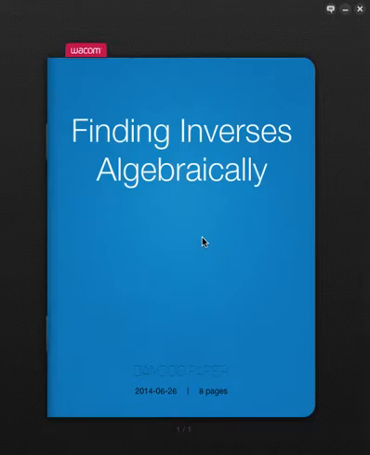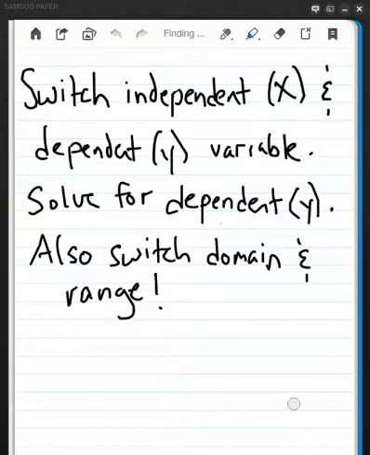Alright, today we're going to learn how to find inverses of functions algebraically. What that means is we're going to be switching our x and our y variables, the dependent and independent, and then solving for the dependent, the y. They don't have to be x's and y's, but we're going to use x's and y's in this video.